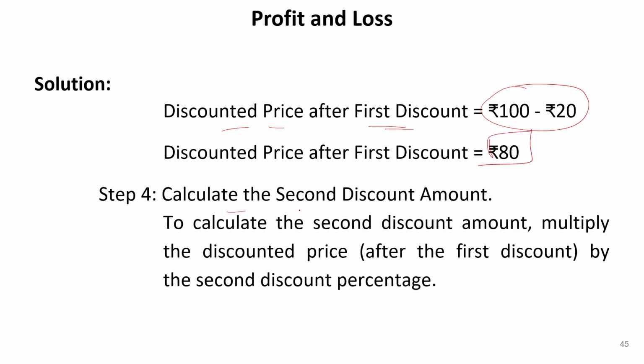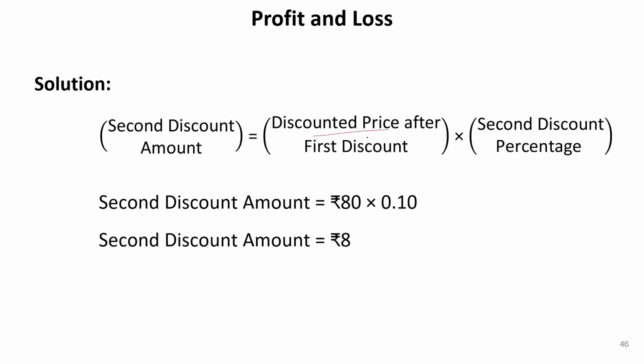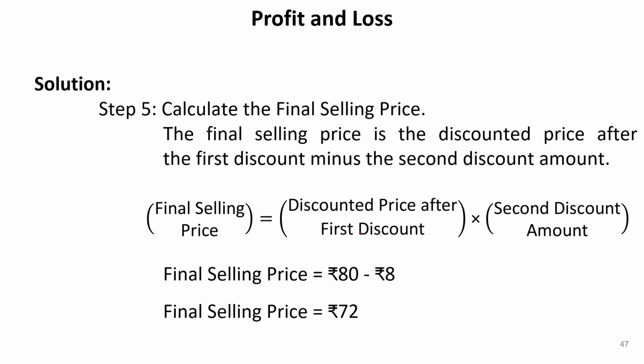So to calculate the second discount amount, we multiply the discounted price after the first discount into the second discount percentage. So it is equal to 80 into 0.1 is equal to 8 rupees. So the second discount amount will be 8 rupees. Okay, so the final selling price will be 80 minus 8 is equal to 72. So at 72 rupees it was sold.